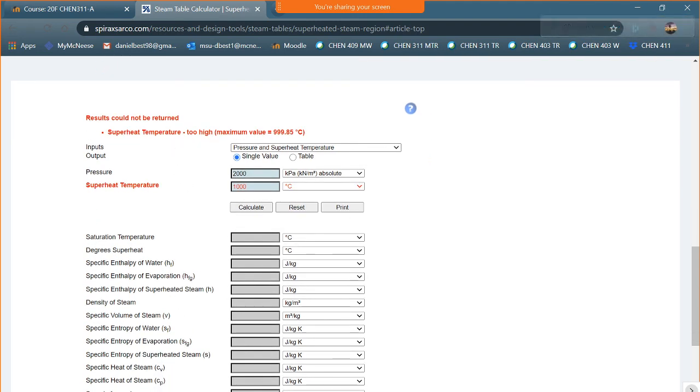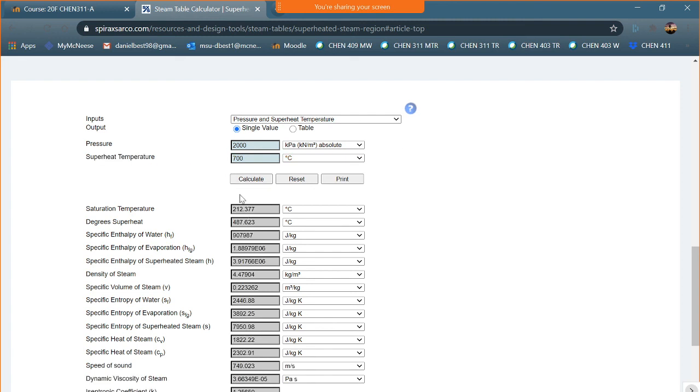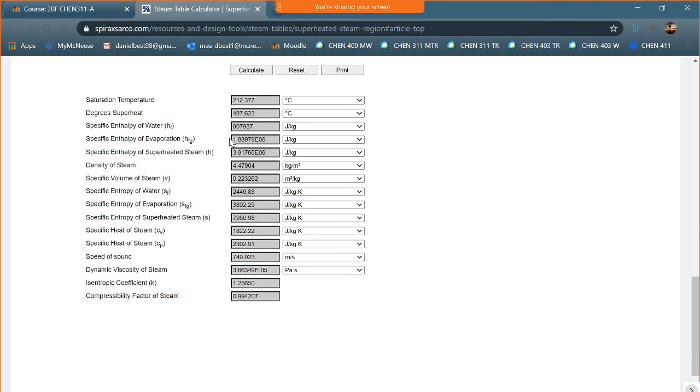What is this? Too high? Okay, so I'll bring it down. Let's go with 200. Let's hope that works. Oh, well, come on. You know, you have to be in the superheated region, otherwise it won't work right. There we go. So now that I'm in the superheated region, this works, and it'll give me all of the values that I would ever need.